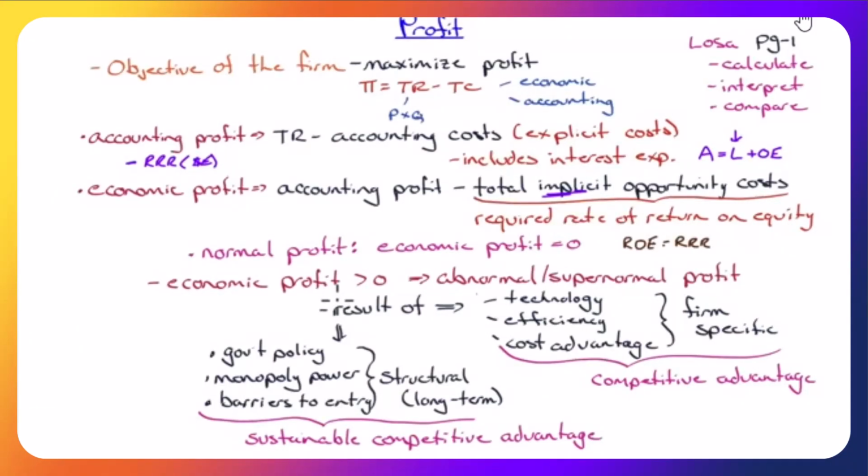If our economic profit is greater than zero, in other words, our return on equity is greater than the required rate of return, we refer to that as abnormal or supernormal profits. And abnormal profits can be a result of two broad classes of characteristics. On one side, we have firm-specific characteristics: technology, efficiency, a cost advantage. This gives the firm a competitive advantage. If there's also government policy in place protecting the industry, if the firm also has monopoly power, or if there are significant barriers to entry, these structural or long-term characteristics will also give the firm a sustainable competitive advantage.